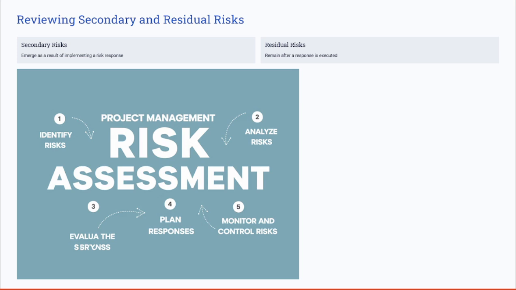What are these secondary and residual risks? Reviewing secondary and residual risks ensures that no risk is ignored during the project lifecycle. Secondary risks emerge as a result of implementing risk responses, and residual risks are those that remain after the risk response is executed. So ensure that you have a proper, regular evaluation to prevent any overlooked risks from escalating.